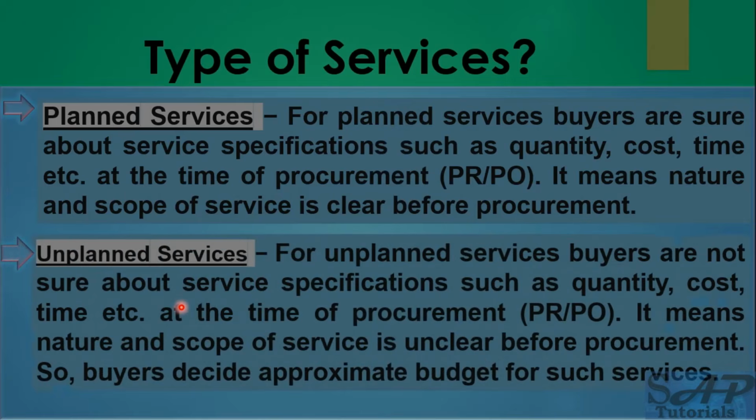And unplanned services means that for unplanned services, buyers are not sure about the specifications of those services, like how much time it will take, how much cost is involved, or how much quantity we may require in order to complete a particular service. So if the buyer is not sure at the time of PR or PO, then they may proceed with unplanned services. In a nutshell, the buyer just decides an approximate quantity and is not clear at the time of procurement. So those services come under unplanned services.